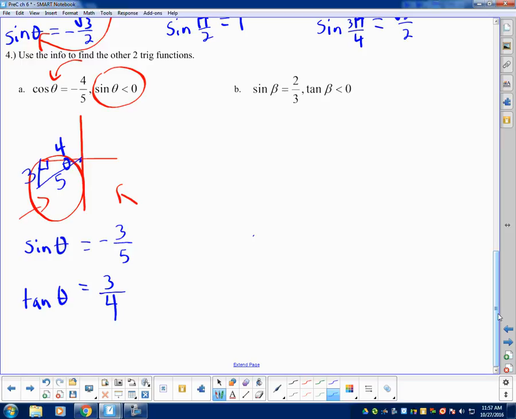All right, this is called beta right here, in case you're wondering. This is beta, the Greek letter beta. And we use that also to indicate angles in trigonometry. So sine of beta is 2/3. Tangent of beta is less than 0.